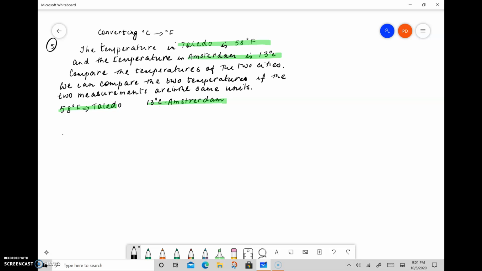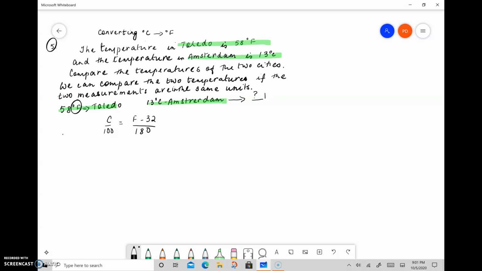Notice that one of the measurements is in degrees Fahrenheit and the other is in degrees centigrade. So we have to use the conversion equation, and this is again in the handout. So let me write down the conversion equation. It's C over 100 is equal to F minus 32 divided by 180. So we either convert the Toledo temperature from degrees Fahrenheit to degrees centigrade, or convert the Amsterdam temperature from degrees centigrade to degrees Fahrenheit.